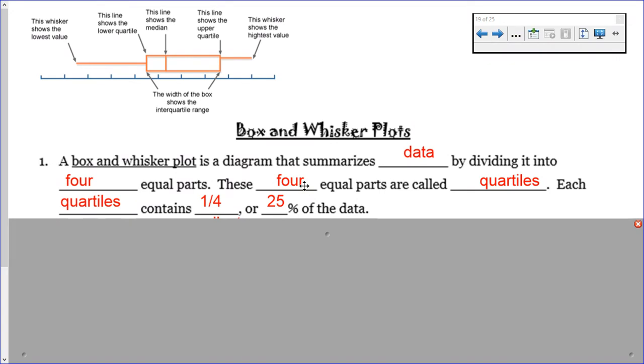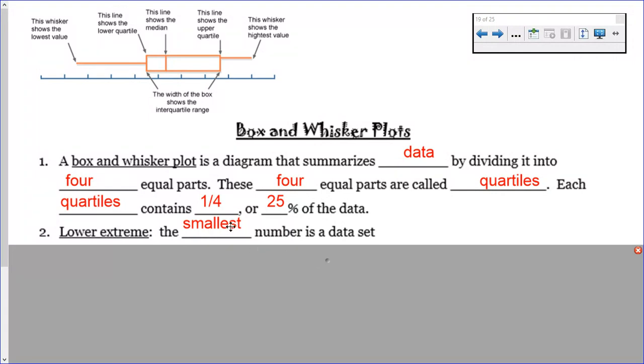But these 4 equal parts are called quartiles. If you think about the word quarter, like a quarter that's 25 cents, there are 4 quarters in a dollar. So a quarter means 1/4. Therefore, each quartile contains 1/4 or 25% of the data. So even though the sizes of these sections may be different, each of these contains exactly 25% or 1/4 of your data. Towards the end of this lesson, we'll talk about what the lengths of those different sections represent.